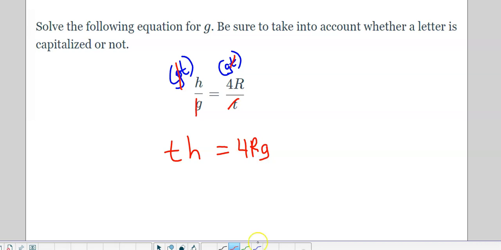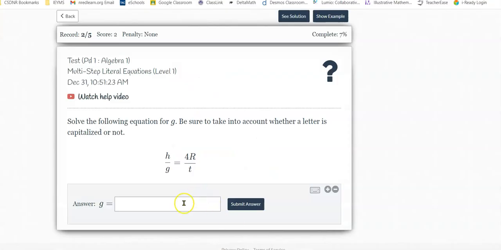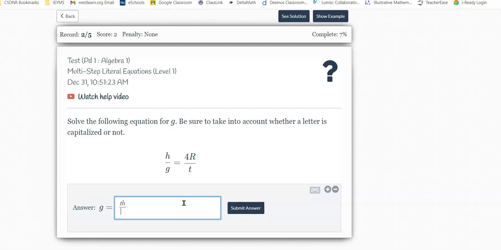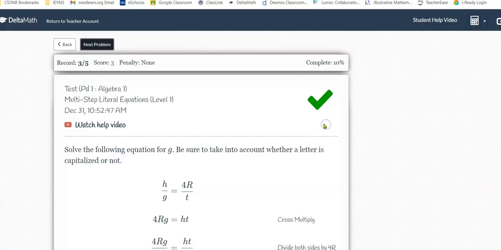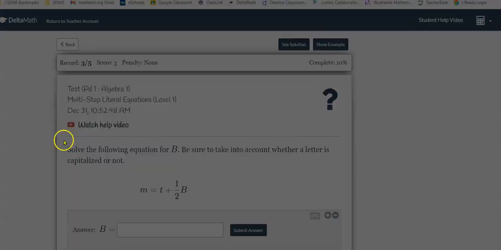All right, we want to get G by itself. So now I have to divide both sides by 4R. I'm going to divide both sides by 4R, allowing me to get G by itself. TH divided by 4R. Lowercase t, lowercase h divided by 4 capital R. All right, you getting the hang of it? All right, so last one we'll do together.